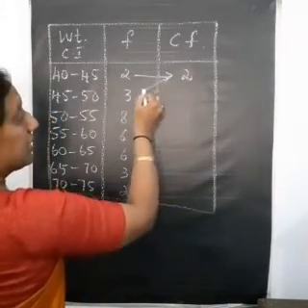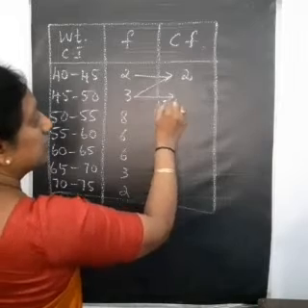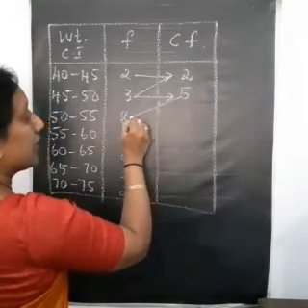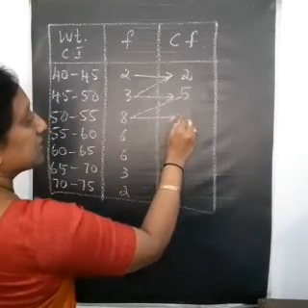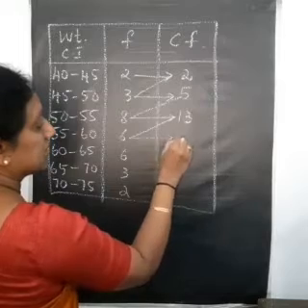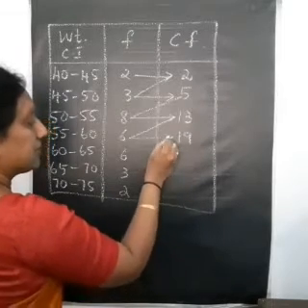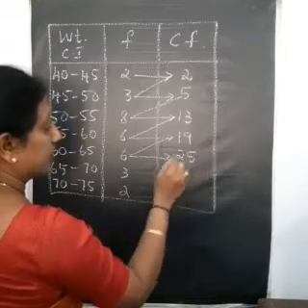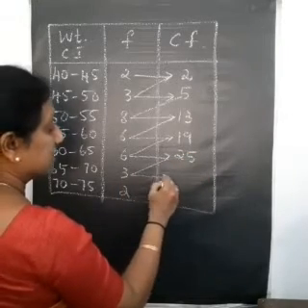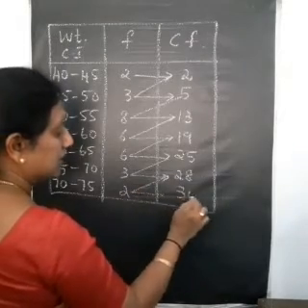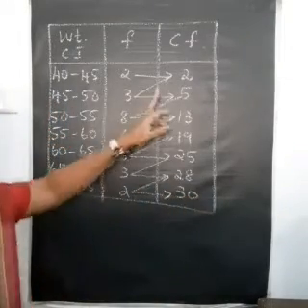You write down 2 as it is. Then you add 2 plus 3, you will get 5. Then to this 5 you add 8, you will get 13. Then to this 13 you add 6, you get 19. To 19 you add 6, you get 25. 25 plus 3, 28. 28 plus 2, 30.